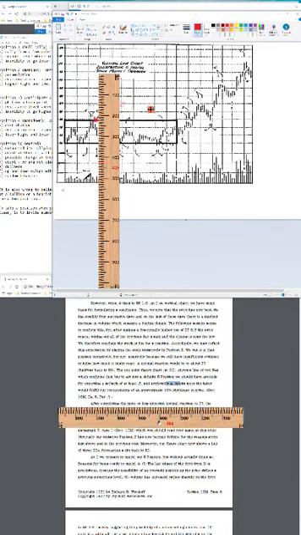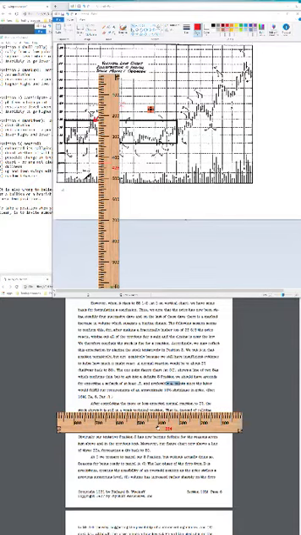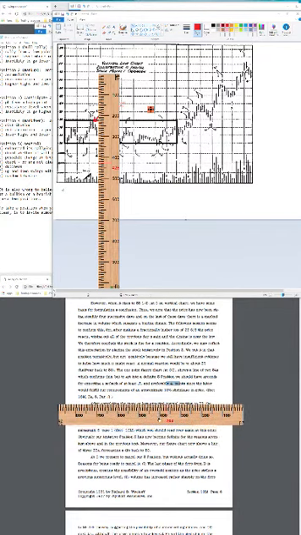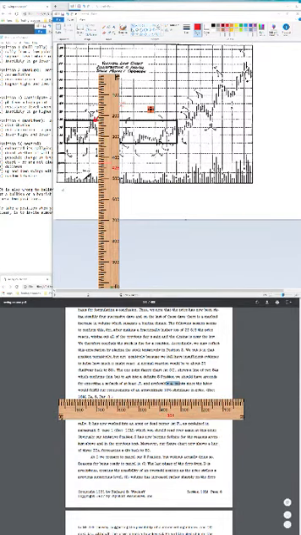Okay. After completing a more or less expected normal reaction to 32, the stock shows that it's still in a weak technical position. I'm going to stop right here because it's getting long.